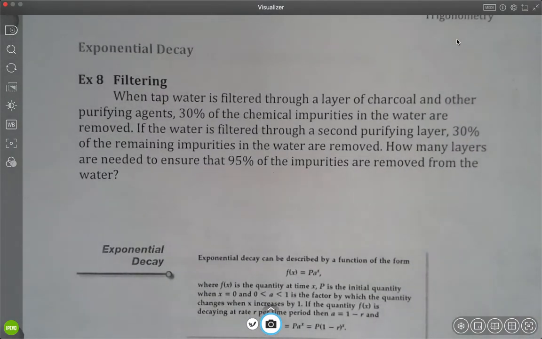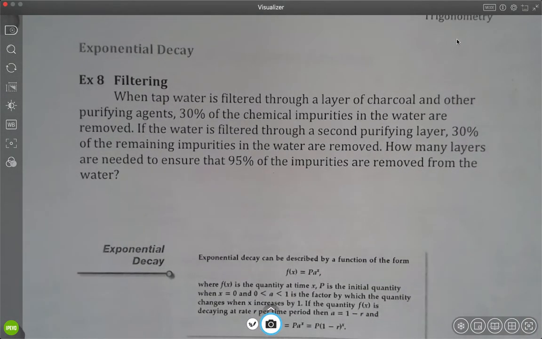We skipped to radioactive decay. I'm not going to skip it entirely, but we'll talk about this one, okay?